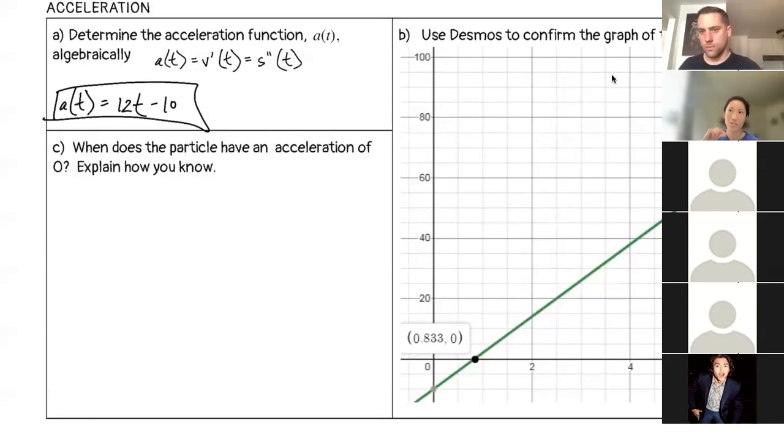All right, let's take a look at question C here. When does the particle have an acceleration of 0? Okay, so when does this particle have an acceleration of 0? What are our thoughts on that?